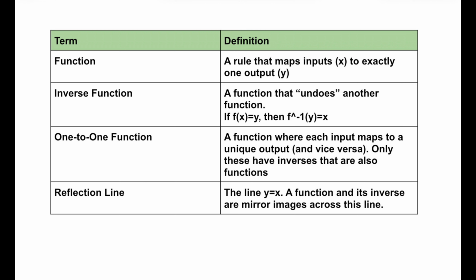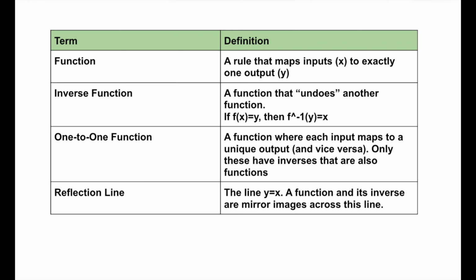Now let's get into some vocabulary and key definitions for today. First off, we have a function. A function is a rule that assigns exactly one output for each input. Next, we have an inverse function. An inverse function is one that undoes another function or reverses it.